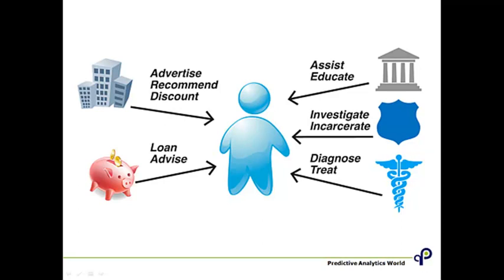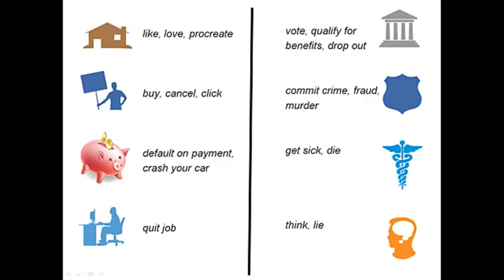Governments assist us, help with education, approve or disapprove applications for benefits. Law enforcement decides who to investigate, how long people will remain incarcerated. Healthcare providers diagnose, treat, etc. And these are the operational actions, decisions that are guided with prediction. Here are the things that are being predicted.